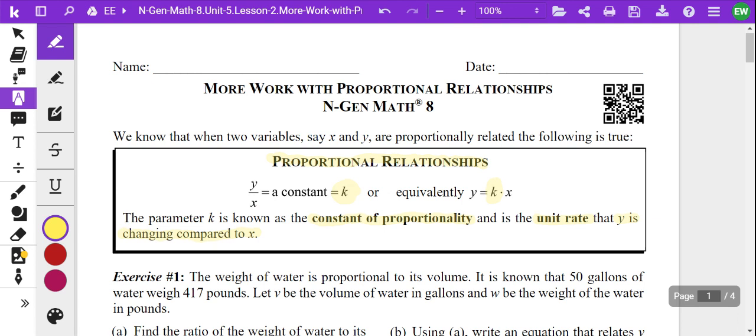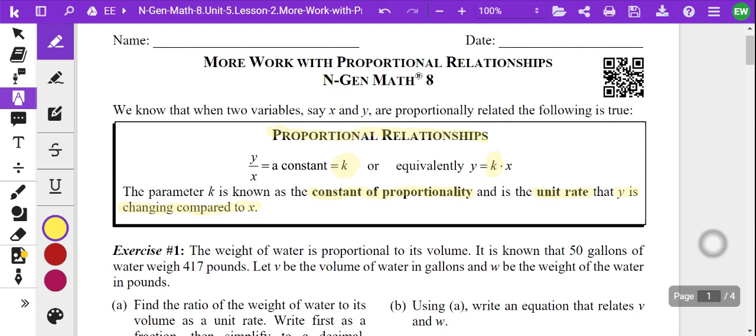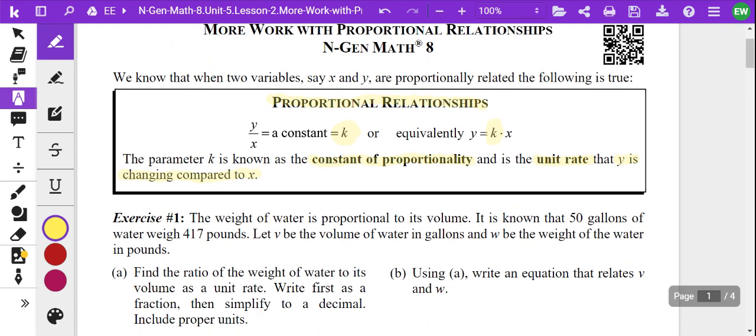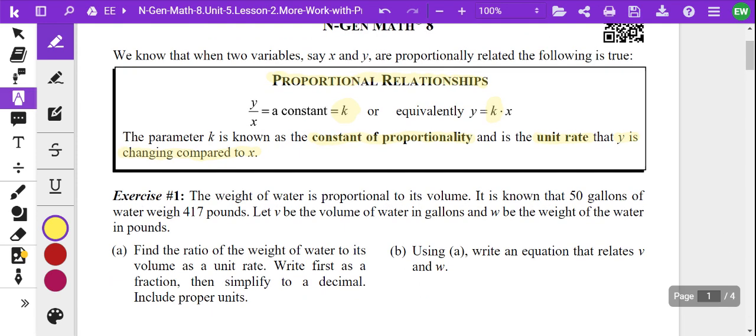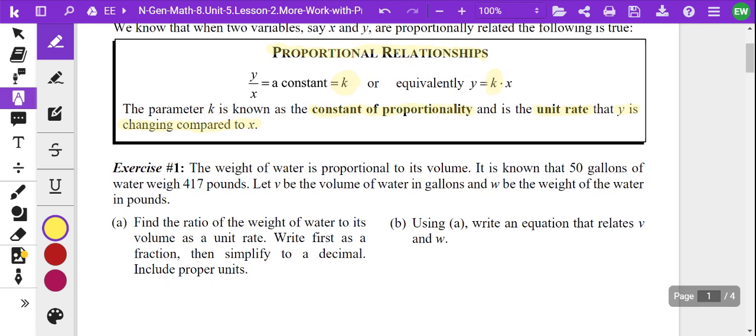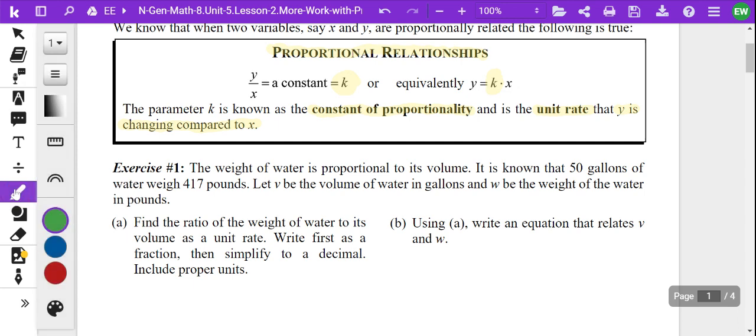Okay, so we're going to be looking at some relationships today, especially concentrating on speed. Well, that's after this first exercise. Focusing on speed to look at proportional relationships. Okay, so let's look at exercise 1.